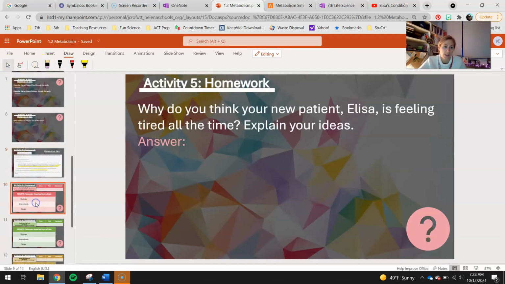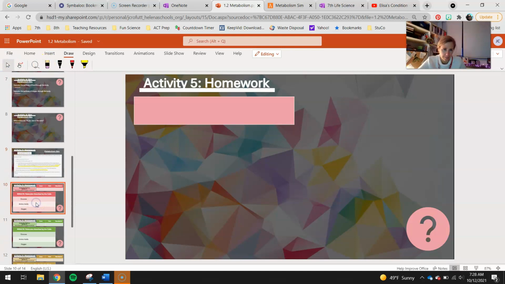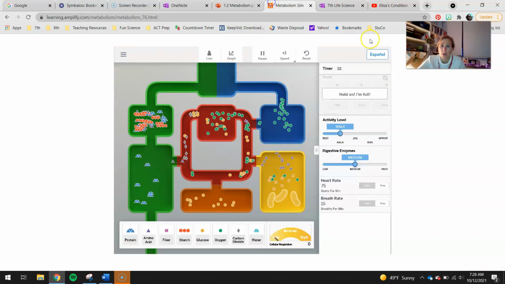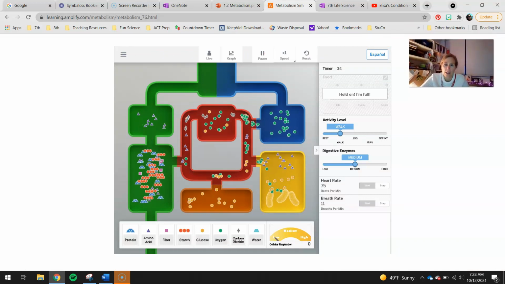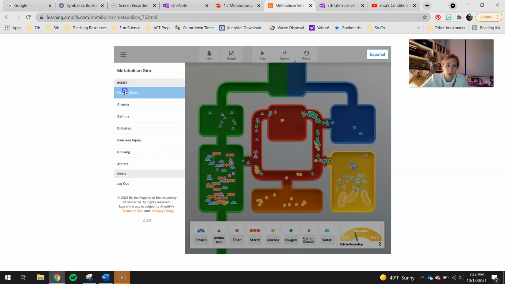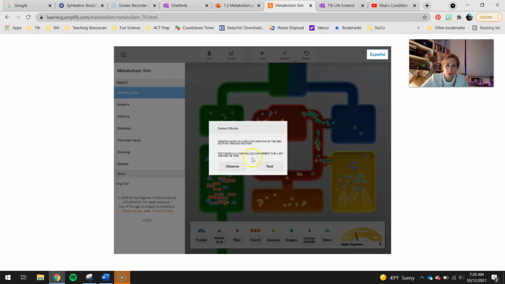So let's take a look at our first diet, and I will do this one for you guys. Okay, so this is Healthy Body Diet Plans number 1. We're going to go ahead and reset our simulation. Let's see, how do I do that? Okay, so I'm going to go over here and go Healthy Body. I'm going to go reload, yes, and then for this one I'm going to choose test.